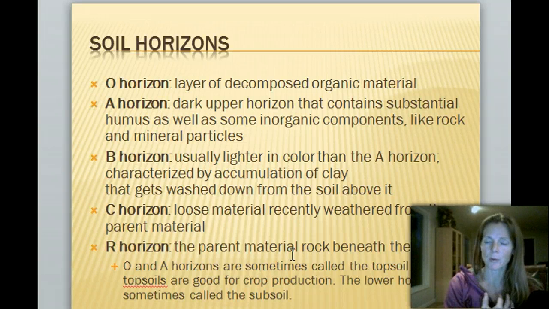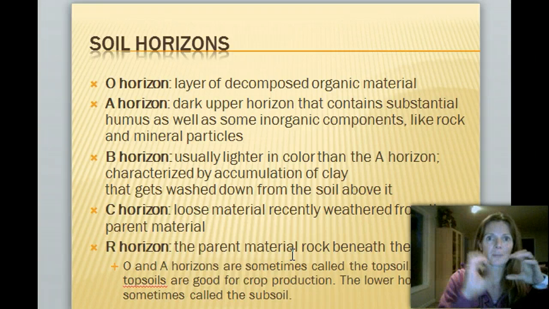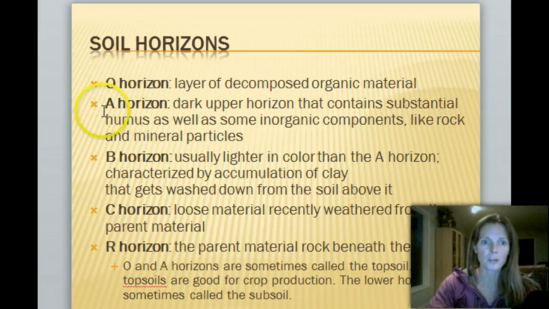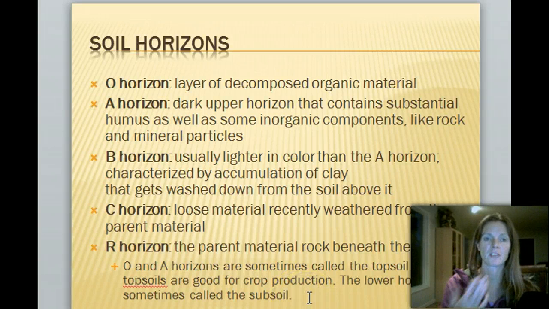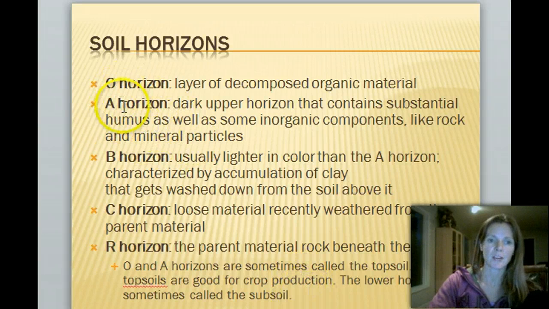Now, depending on where the soil is, those horizons may vary in thickness, okay? But typically, all soils are going to have these different horizons. So A and O, which are the topmost layers, those are sometimes called topsoil. Thick topsoils are good for crop production. The lower horizons are sometimes called the subsoil. So basically, we have the topsoil here, the subsoil here, okay?